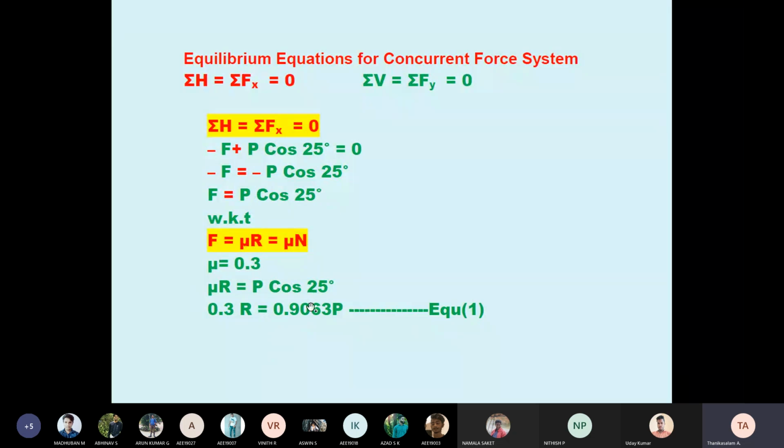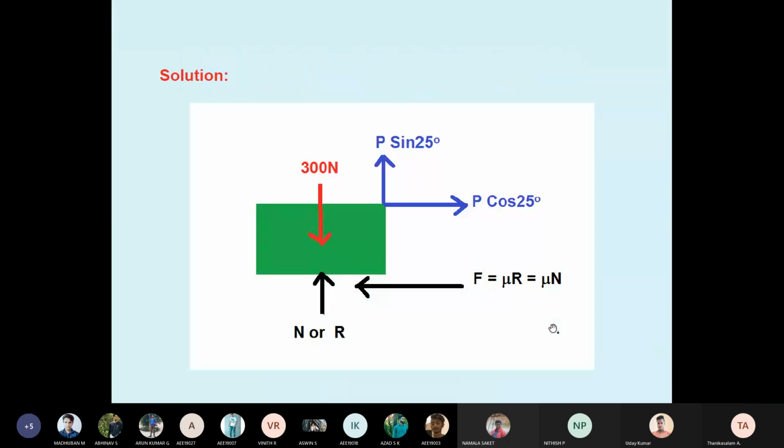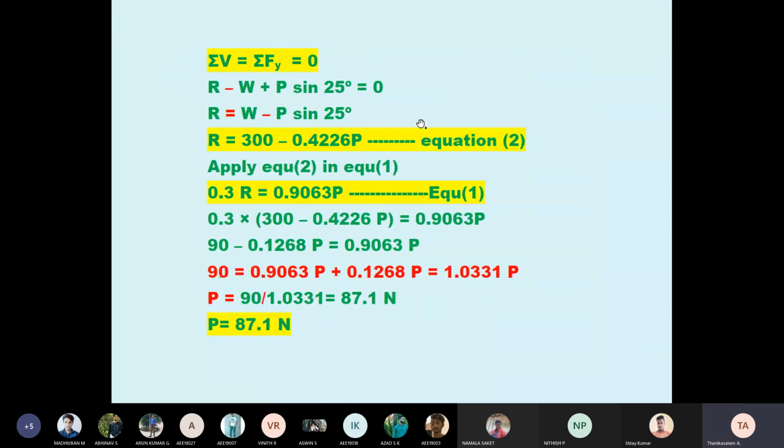What is the cos 25 value? 0.9063. Here we do not know R and P, so keep this as equation 1. Now summation of Fy equals 0. What are the y-direction forces? R minus W plus P sin 25 equals 0. Take to the right side, therefore R equals W minus P sin 25. Therefore R equals 300 minus 0.4226 P. This is equation 2.